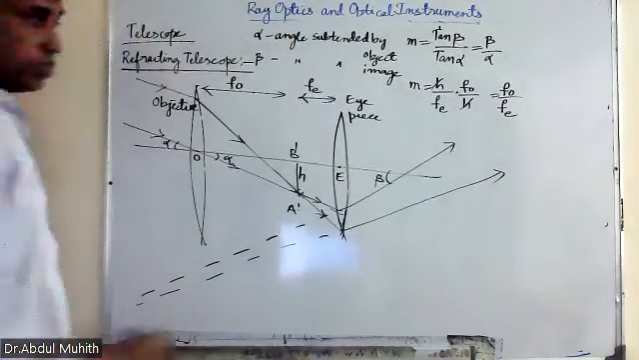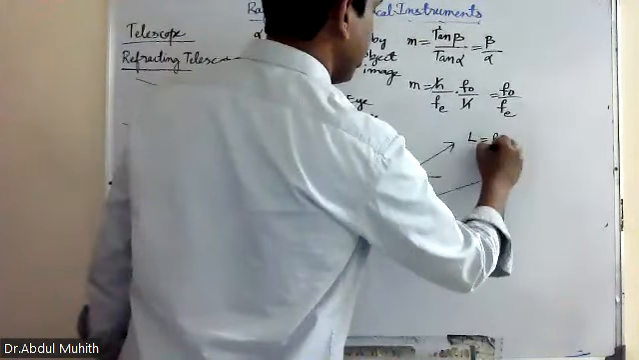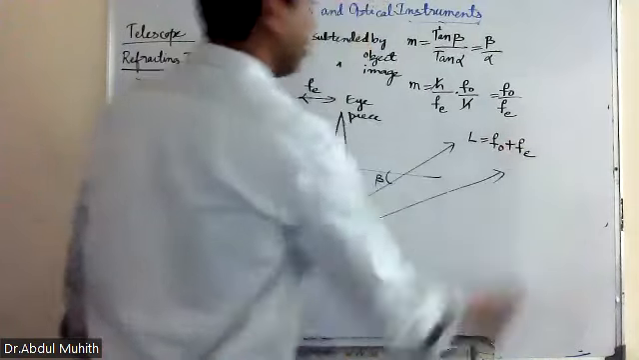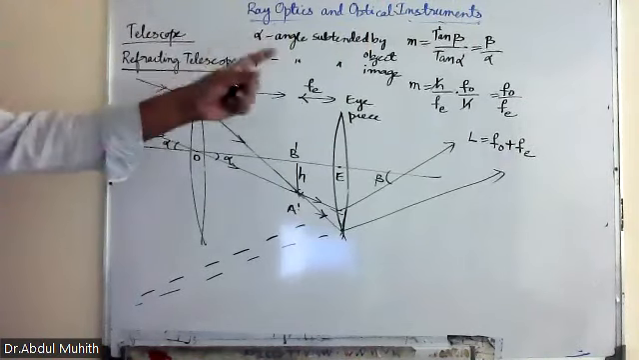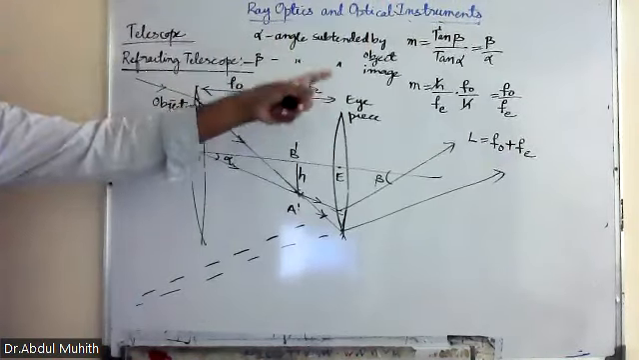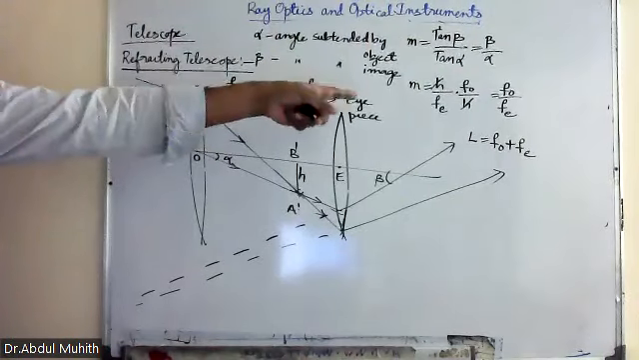And what is the length of the telescope? L is equal to Fo plus Fe. Is that clear? This is the length of the telescope. Once again, tan beta by tan alpha, beta by alpha. This is H by Fe and Fo by H. Cancel out. We'll get Fo by Fe.